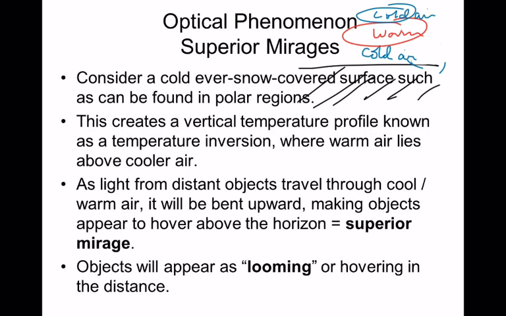Okay, so actually I would say beginning about here, then we have a normal profile. This is normal. That's not the temperature inversion. The temperature inversion is where we have cold air right there. So a superior mirage is created because of a temperature inversion in place like that.